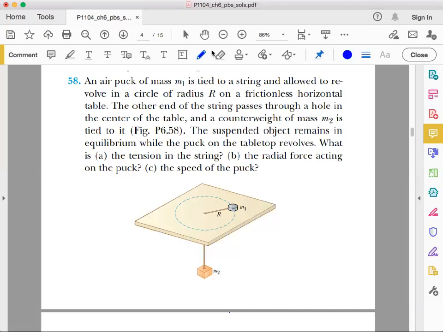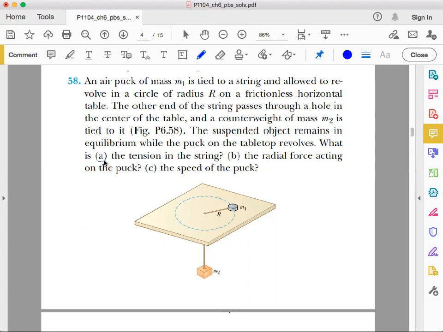In this problem, an air puck of mass m1 is tied to a string and allowed to revolve in a circle of radius r on a frictionless horizontal table. The other end of the string passes through a hole in the center of the table, and a counterweight of mass m2 is tied to it, as you can see in the figure. The suspended object, m2, remains in equilibrium, while the puck of mass m1 on the tabletop revolves. What is the tension in the string, the radial force acting on the puck, and the speed of the puck?